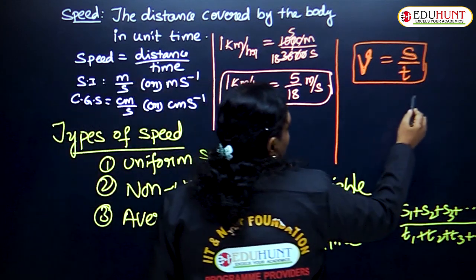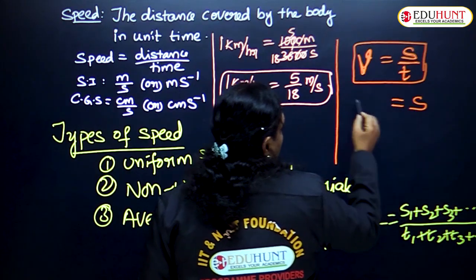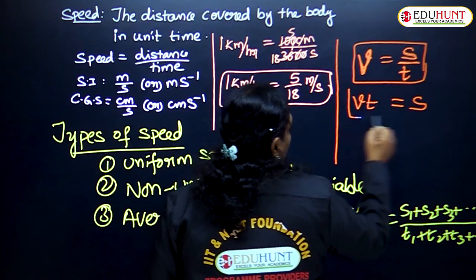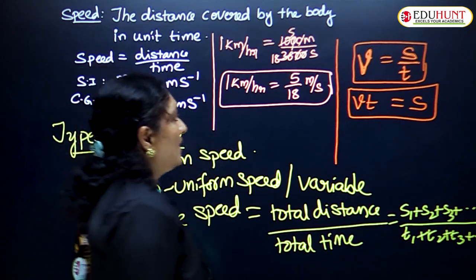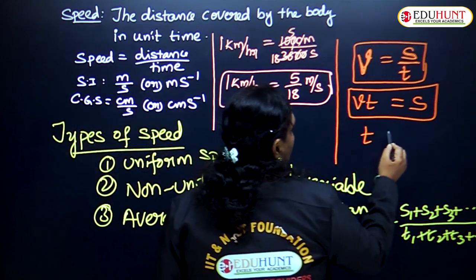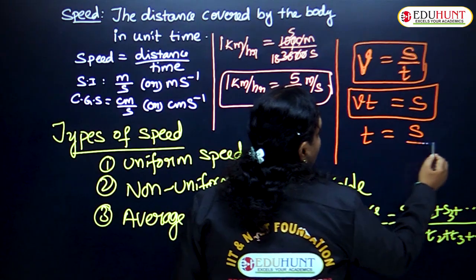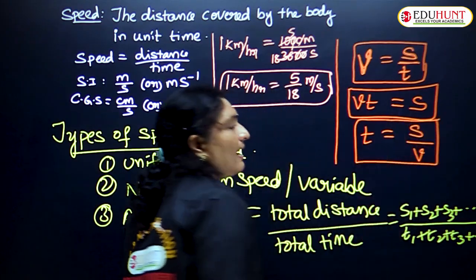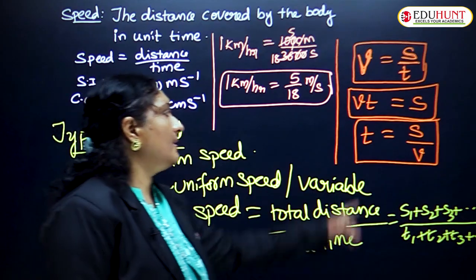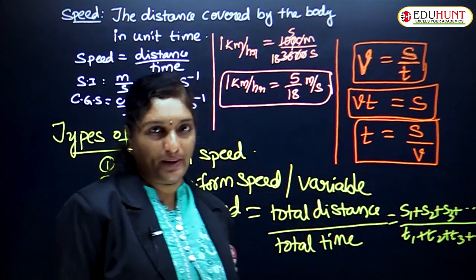If I would like to find distance S, it is equal to speed into time. Distance S is equal to speed into time. If I would like to find time, time equals distance upon speed. Remember, children, S is for distance, T for time and V for speed.